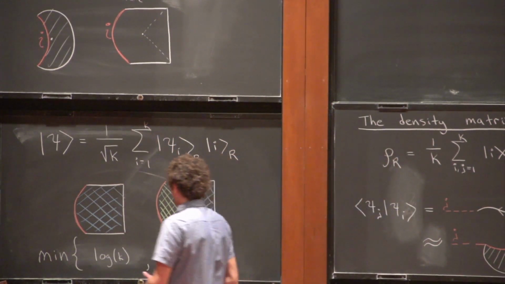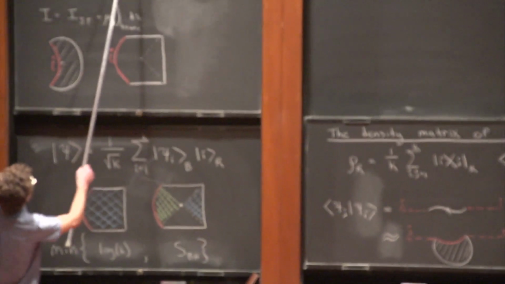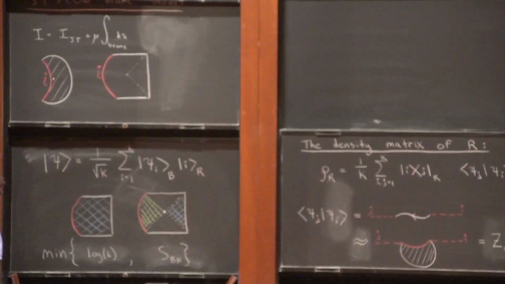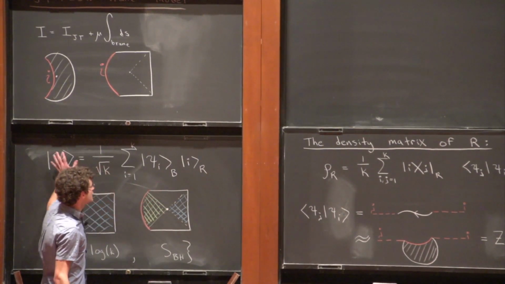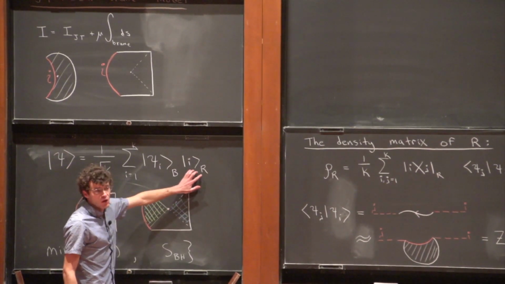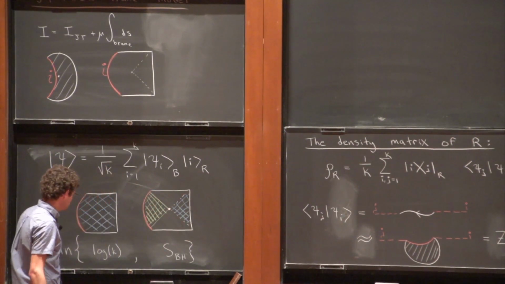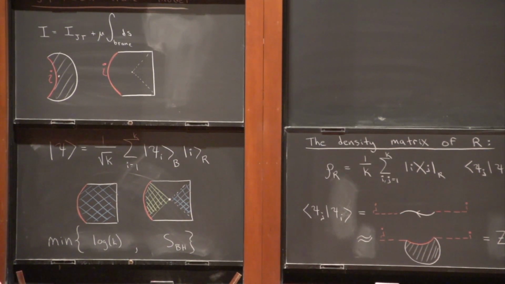Okay, so what do the results of these folks, the so-called island conjecture or island formula, imply for this system? Well, let's try to compute the entanglement entropy in this state of the system R, the auxiliary system or early radiation. So we're supposed to, according to the rules of the island formula, consider two possible Ryu-Takayanagi surfaces, two possible extremal surfaces.